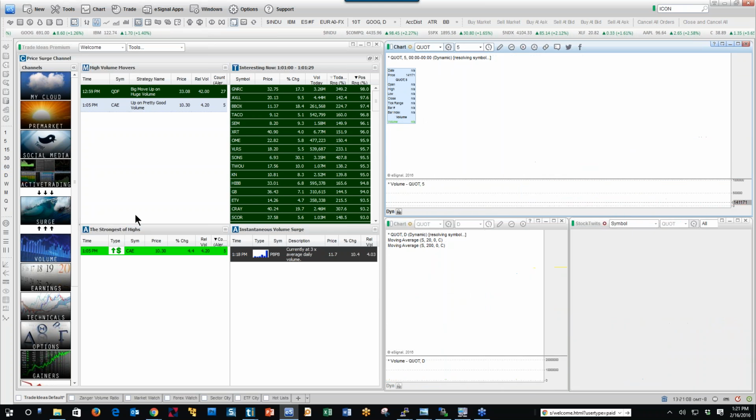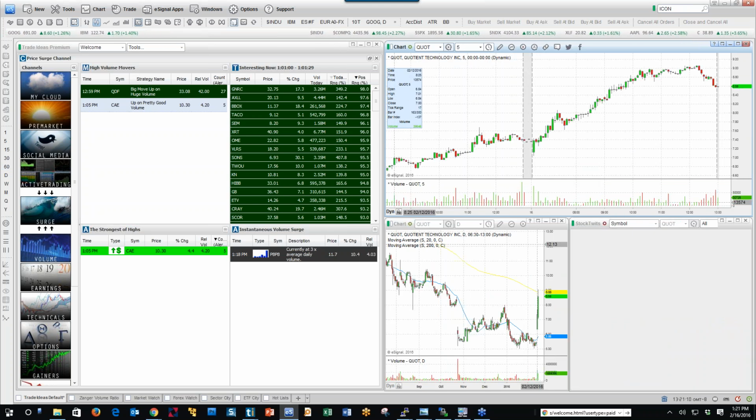QUOT, another one that I found here on the surge channel. Just again, good ranges. Now today was a good day in the market. We gapped up and we had some strength, and that's always a good sign. So moving to the surge channel on a day like that shows some really great opportunities.